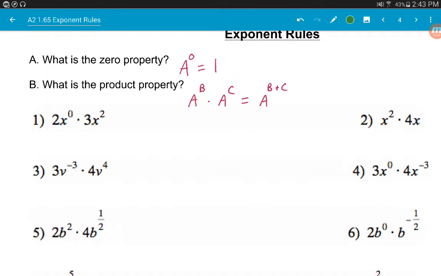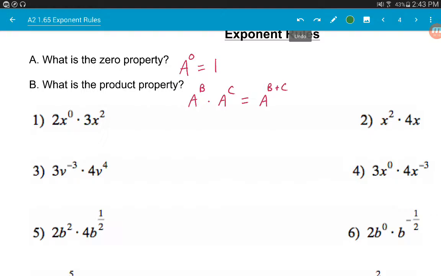The product property. The product property says that if we're multiplying two things and they have the same base, then we can add their exponents. So I'll give you an example of that from the first section. By the way, these handouts can all be found on my website, mrjcostello.com. Go to Algebra 2 Files, and they're all there.